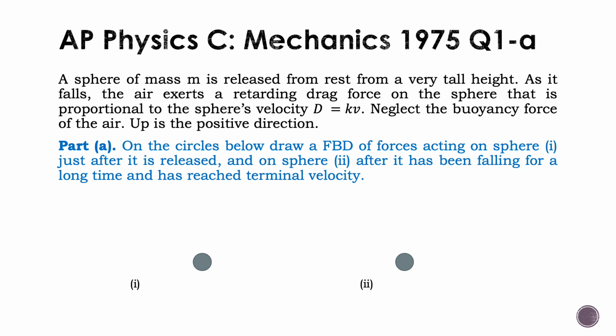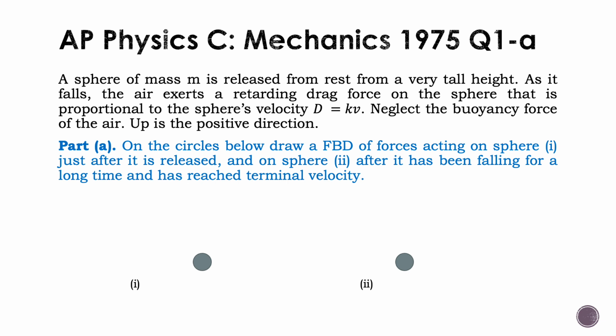I want to take us back to 1975 to an AP Physics C exam question. It says that a sphere of mass m is released from rest from a very tall height. As it falls, the air exerts a retarding drag force on the sphere that is proportional to the sphere's velocity, and they give you the function. The drag equals some constant times the velocity. And then it says neglect the buoyancy force of the air. Up is the positive direction.